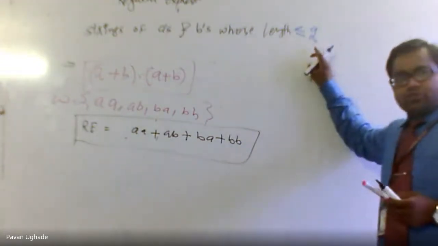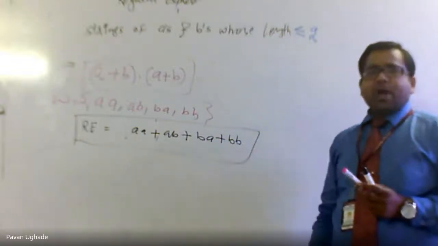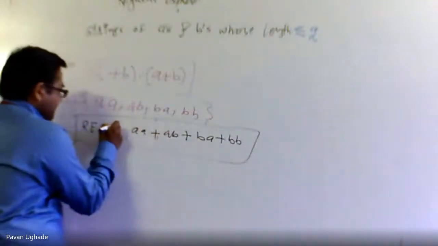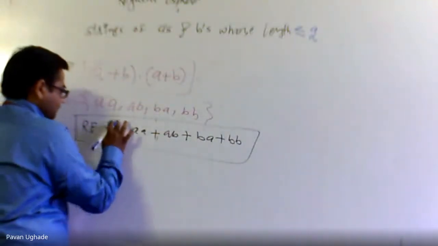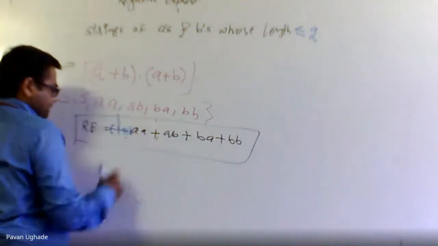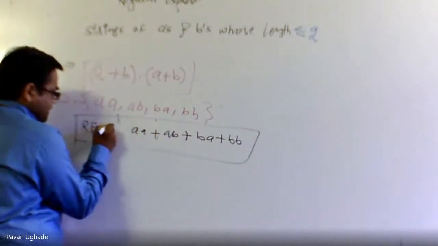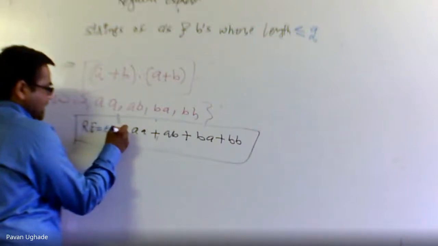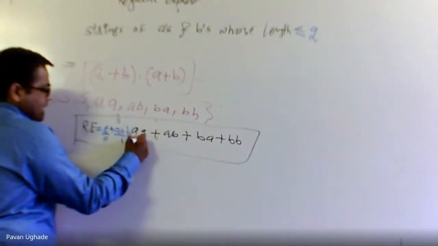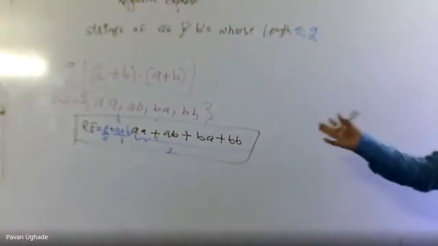Less than or equal to 2. These are equal to 2. What is the possibility to have less than or equal to 2? This is 2, for which we'll be adding epsilon or A or B plus, epsilon plus A plus B. So this is length 0, these are length 1, and these are length 2. Okay, this is how you can get it.